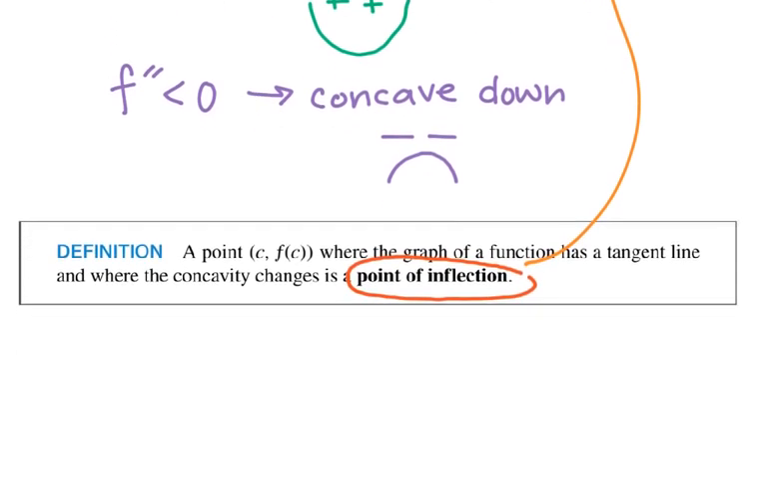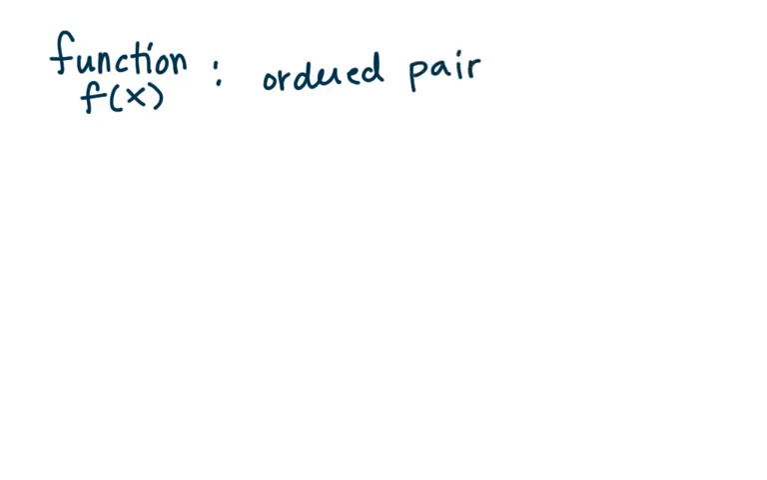So just like in the last section, we made tables with our first derivative. We're going to continue making those tables, but we're going to talk about both first and second derivatives. So I like to make a graphic organizer here. We've got a function f of x, and from the function f of x, that's where we get our ordered pairs. So that is any point on the curve.